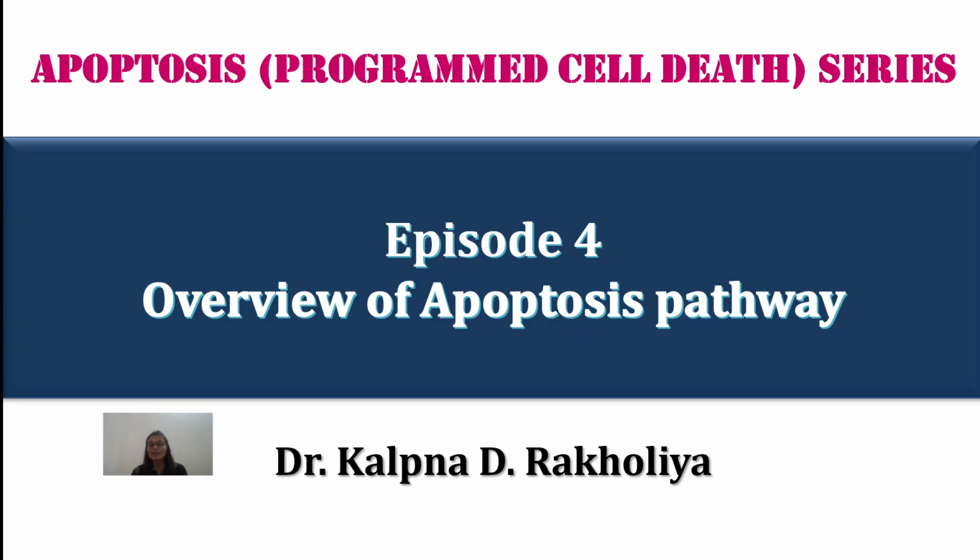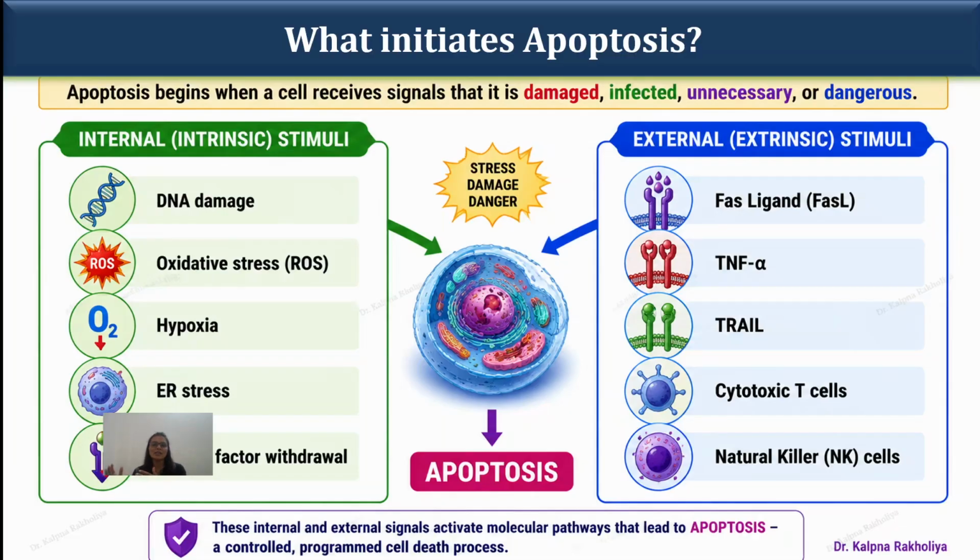In the last lecture we discussed the introduction of apoptosis, the history of apoptosis, and the difference between apoptosis and necrosis. Before we go into detail on the intrinsic pathway and extrinsic pathway, today in this episode we discuss an overview of how the apoptosis process goes on. Later, in the next lecture, we will discuss it in detail. So let's start. The apoptosis process starts from a signal.